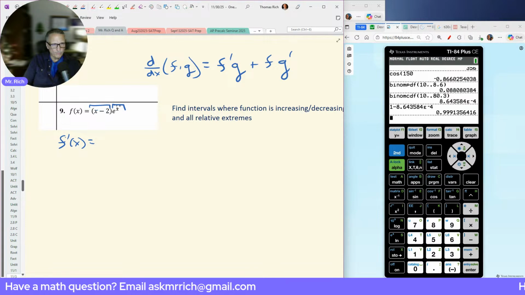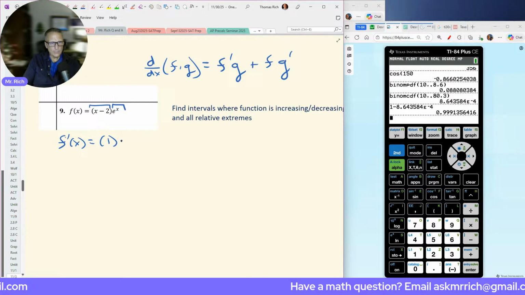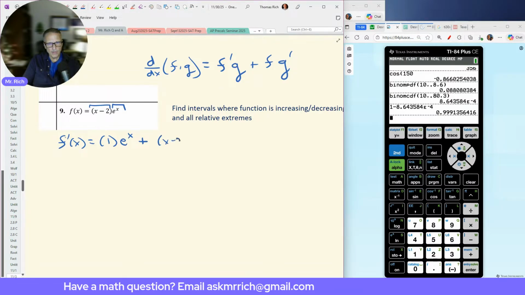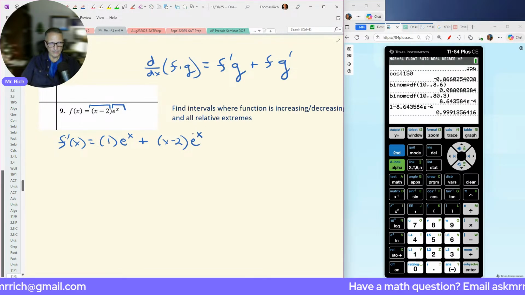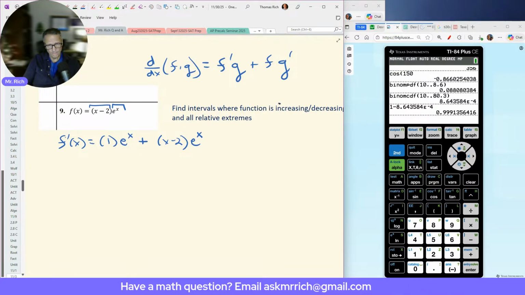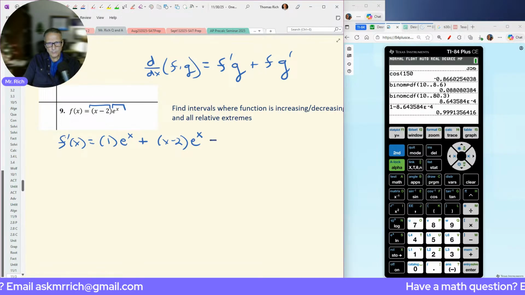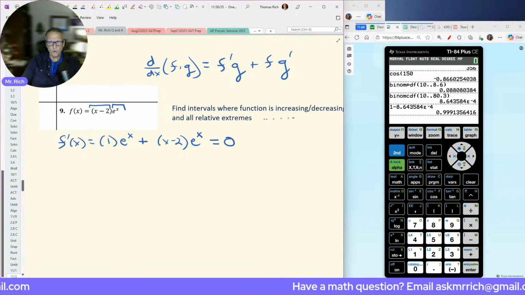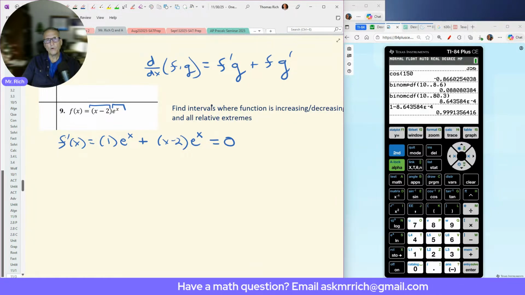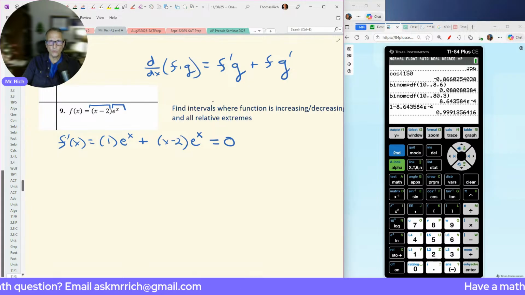The derivative of the first function, x minus 2, is just 1, times e to the x, plus the first function, x minus 2, times the derivative of the second. And the derivative of e to the x is just e to the x. So that is my derivative function right there. What I'm going to do then is set that equal to 0, because if I want to know where the function's increasing or decreasing, I need to know where the function changes directions or where it could possibly change directions. And those locations are called critical values.